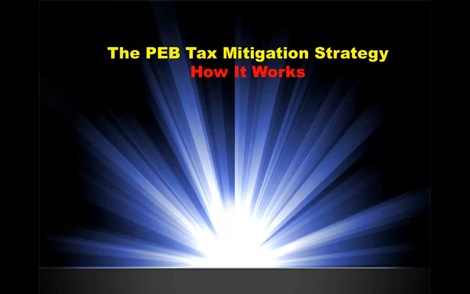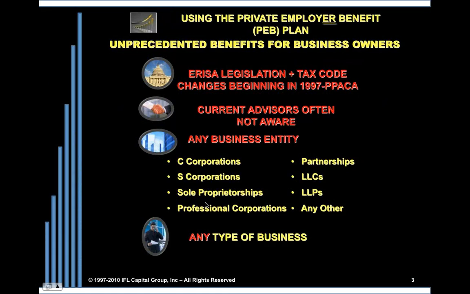Now, this is not a new strategy. These things have been around for a number of years, and in fact go all the way back to 1997. Oftentimes we find that current advisors are simply not aware of these tools. There are only about 15,000 employee stock ownership trusts and these types of plans available in the United States at the present time. So there's not a whole lot of them out there when you consider that there are several millions of small businesses out there.